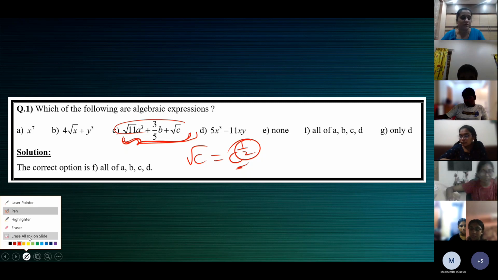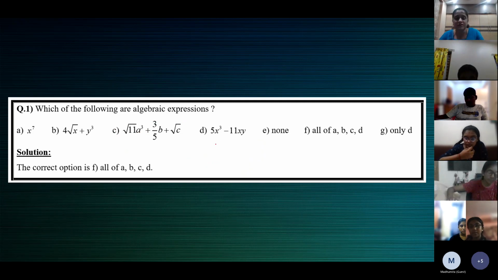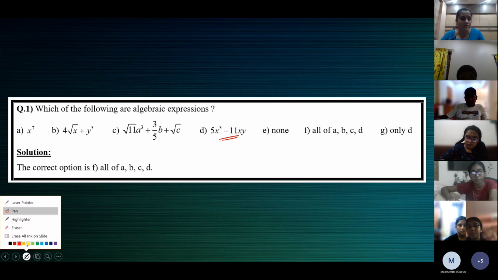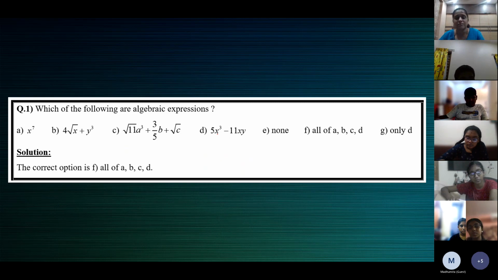What about D? Is it a polynomial? Yes, ma'am. The expression in D is a polynomial, because the power of the variable x here is 3, a whole number.